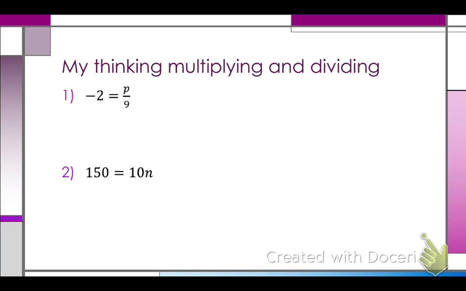So now we have multiplying and dividing. So take a minute, write down number 1. So we have -2 equals p over 9, or p divided by 9.